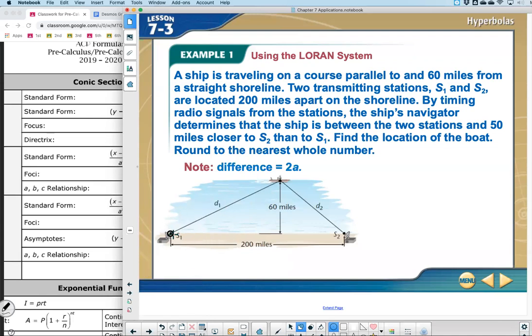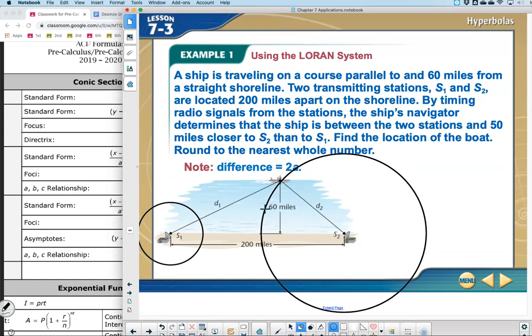Well, they do this simultaneously, which means as this one's sending out a signal, the other station is doing the same, beep, beep, all at the same time. What happens is the boat picks up signal 1, or I'll call it signal 2 because it has S2 there, before it ever picks up the one from the second place. And then it goes off the timing difference to figure out exactly where it's located. That's how hyperbolas are used in the real world.